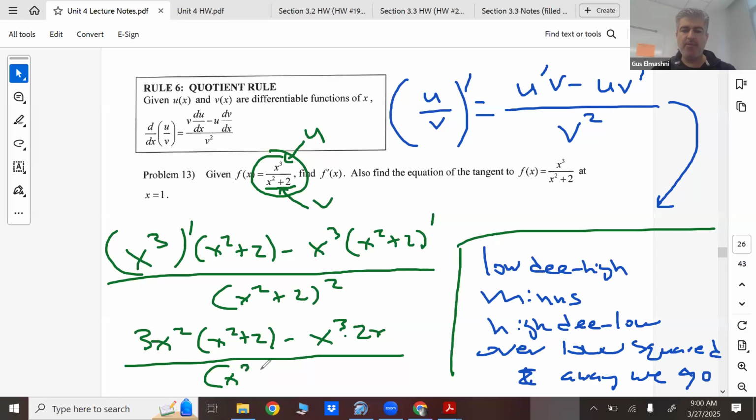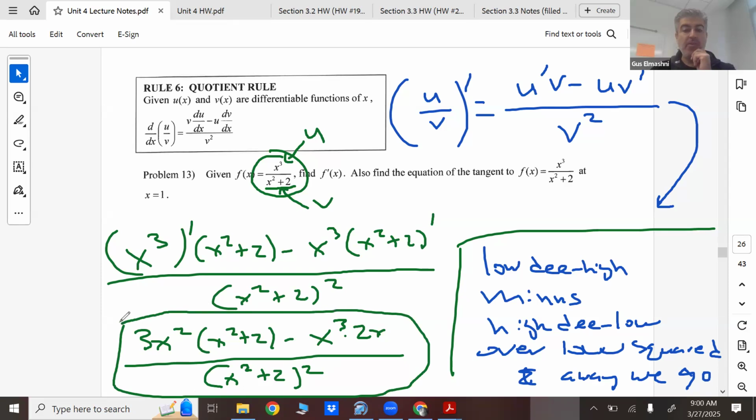To be very honest with you guys, I do not care if you simplify this. I really don't. What's the derivative of 2? 0. Oh, but wait, no, never mind. Yeah, well, I did the derivative of the high.